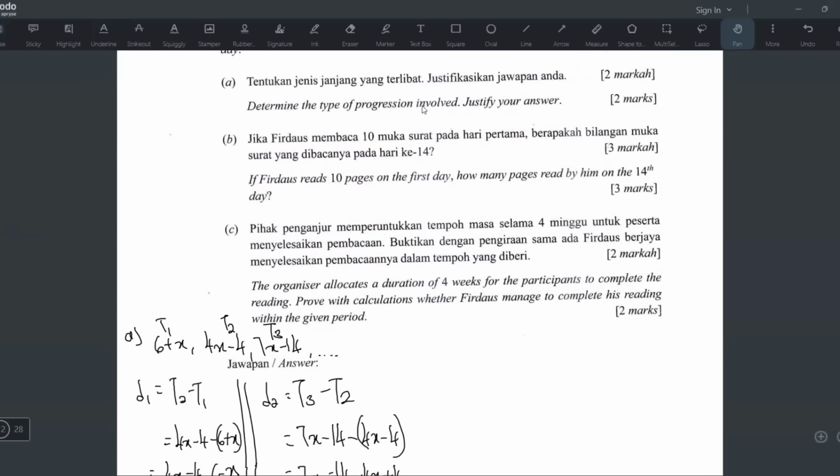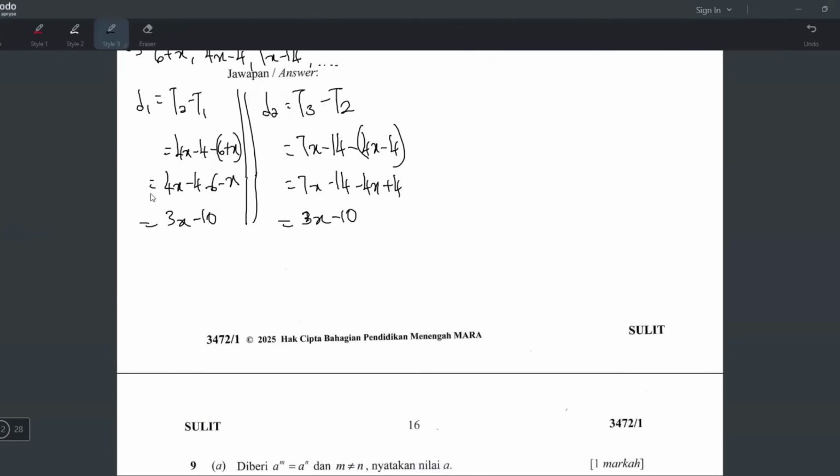So, determine the type of progression involved, justify your answer. We can say, since D1 is equal to D2 from the calculation, this is an arithmetic progression.